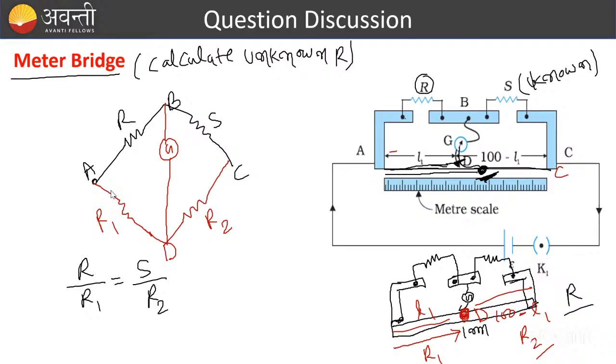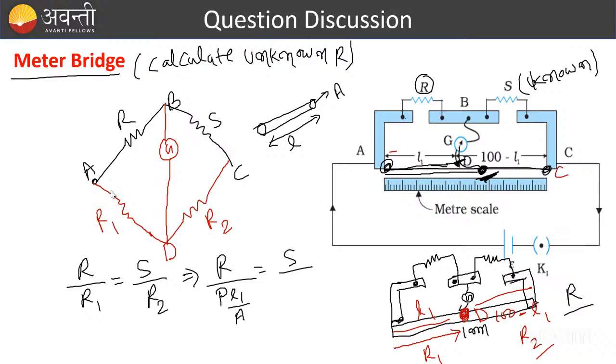ठीक है, सो R1 R2 को लेंथ के टर्म में क्या लिख सकते हो, since this is a 1 meter long wire, this wire will look something like this. ठीक है, कुछ ऐसा दिखेगा. It has a length of L. ठीक है, and it will have certain area of cross section. So R1 can be written as what? R1 को क्या लिख सकते हो, rho L1 by area of cross section. Similarly R2 को क्या लिख सकते हो, rho into length 100 minus L1 by A.